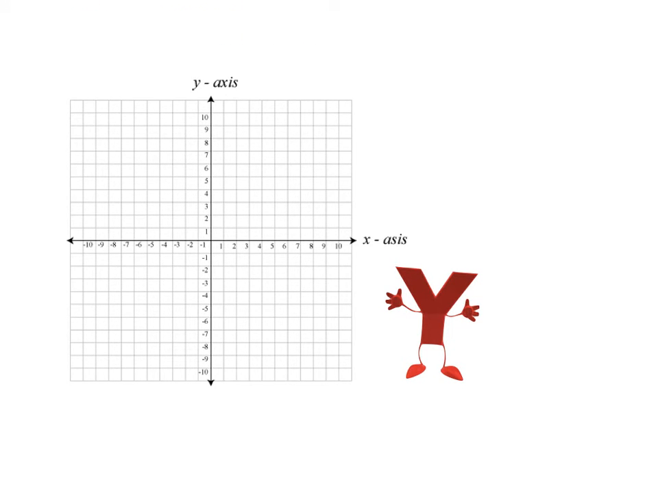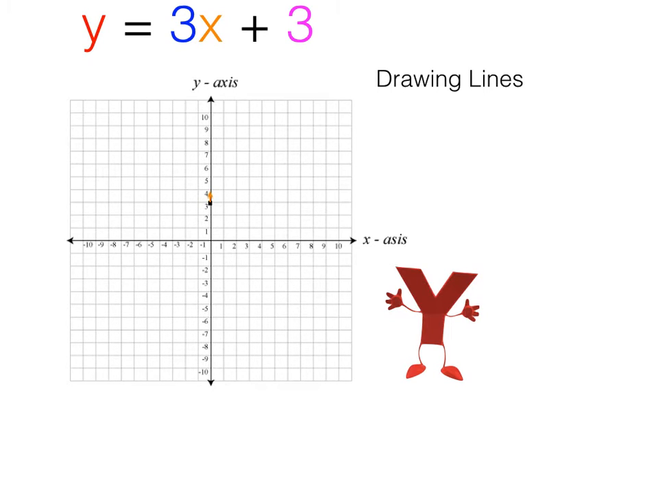What if I gave you this equation? How would you draw it? First, start by graphing the y-intercept. Then, use the slope to draw the points both up and down. Finally, draw your line. Eraser, where are you?